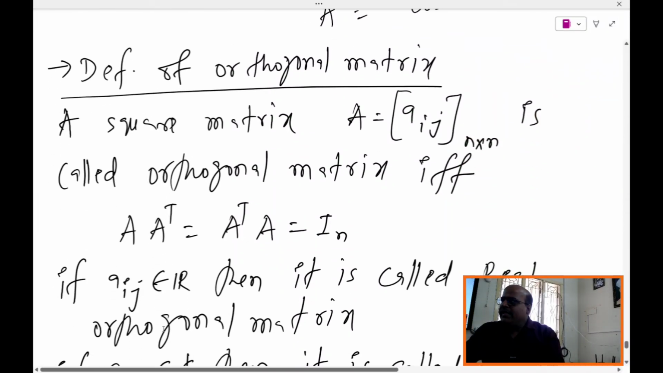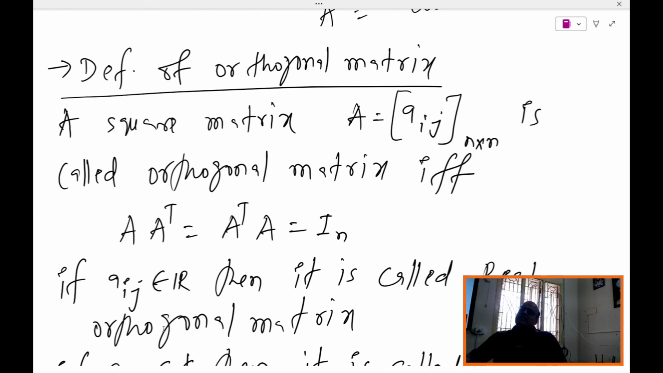Orthogonal matrix means A transpose A is equal to identity. Either real entries or complex entries, anything. Real entries means we call it an orthogonal matrix. Complex entries means we call it a complex orthogonal matrix.